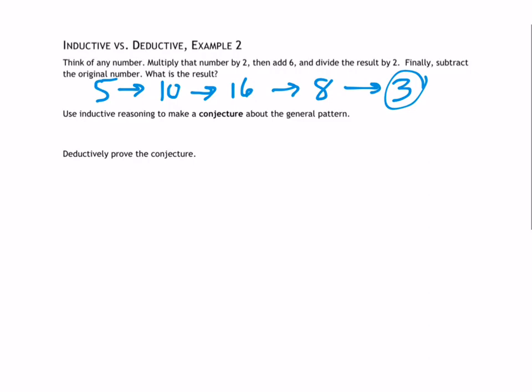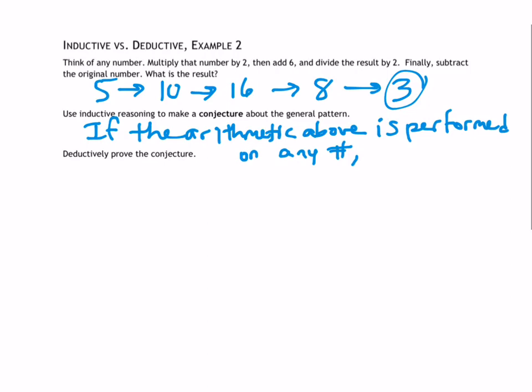And you would use all of those examples to try to make a general conjecture about the pattern starting with any given number. Right? So your conjecture would say something like, maybe if the arithmetic above is performed on any number, the result is always 3. Okay? Now, this is inductive reasoning, so our end conjecture here is more general.